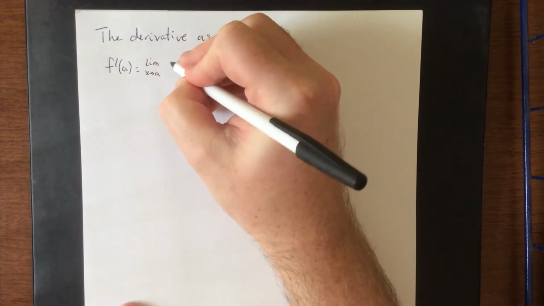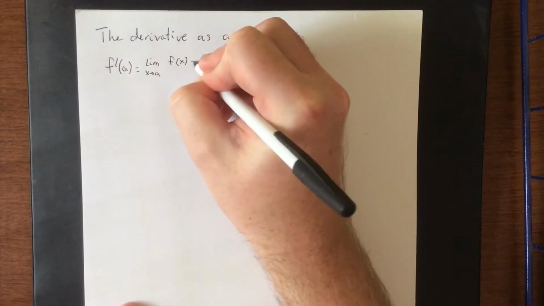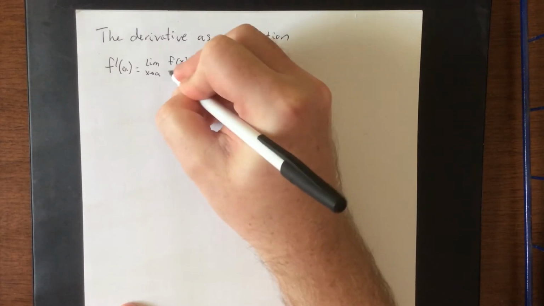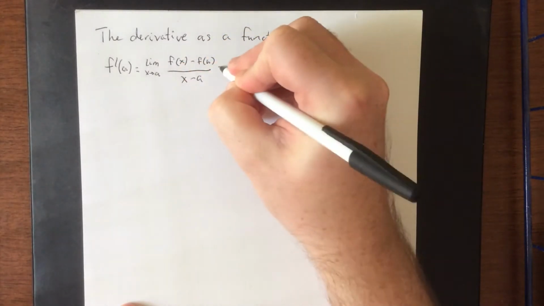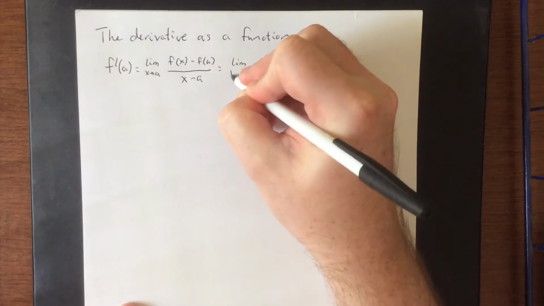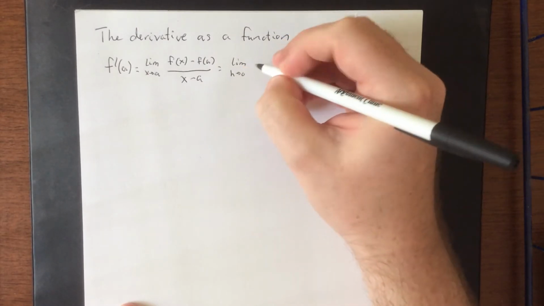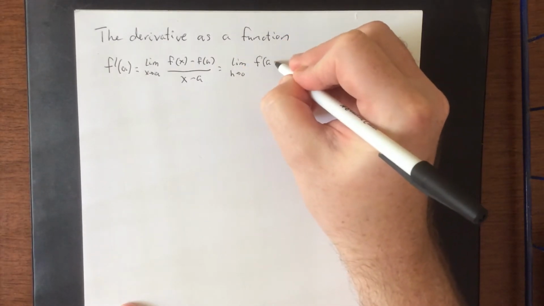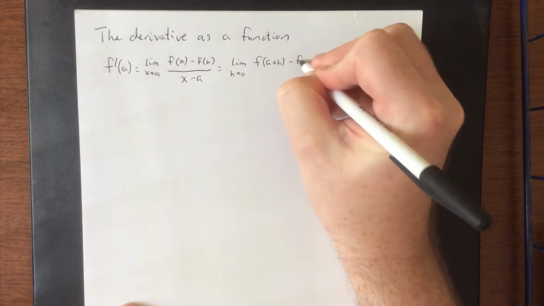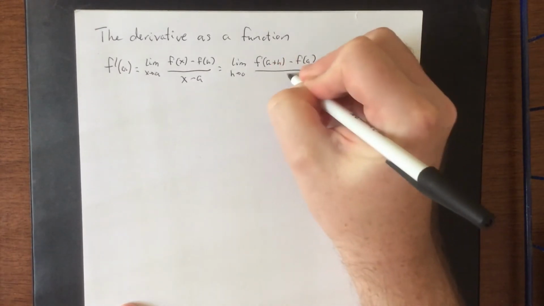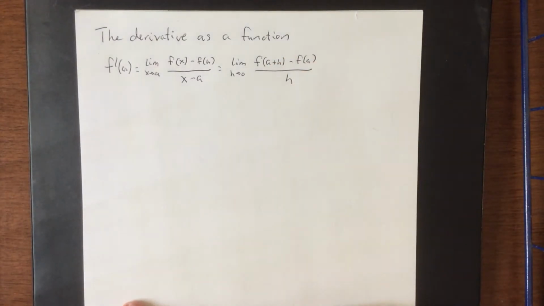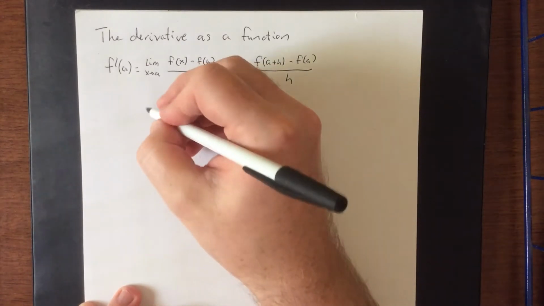One of them was the limit as x approaches a of f of x minus f of a all over x minus a, and that worked out just fine. The other possibility was the limit as h approaches 0 of f of a plus h minus f of a all over h. So in this section, we're going to be posing the question, well, if a is a variable anyway, why don't we just leave a as x?